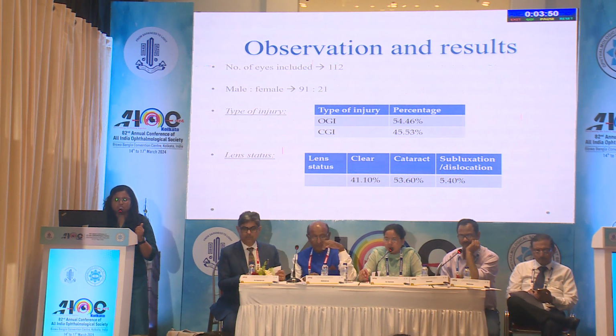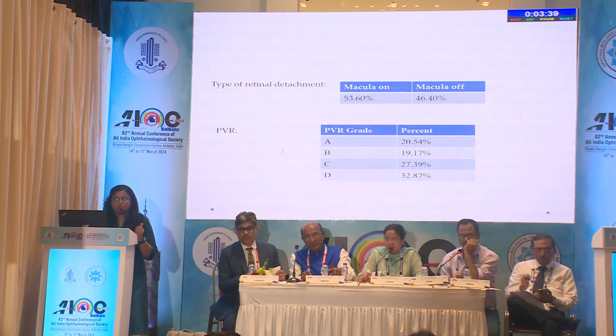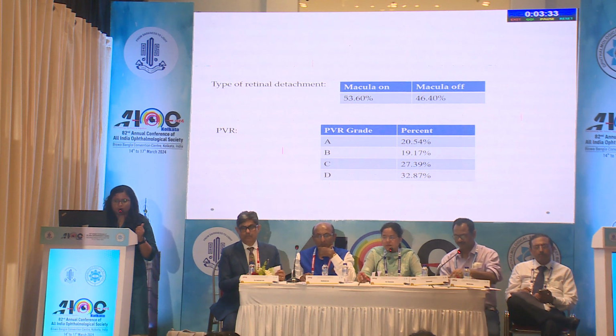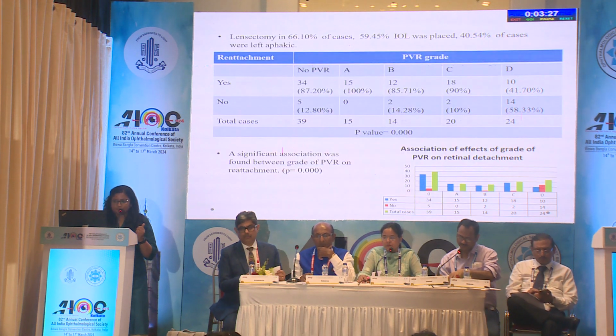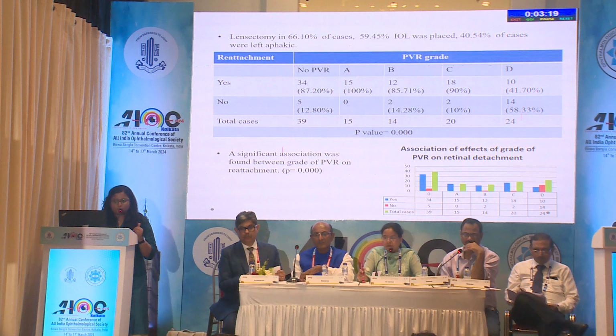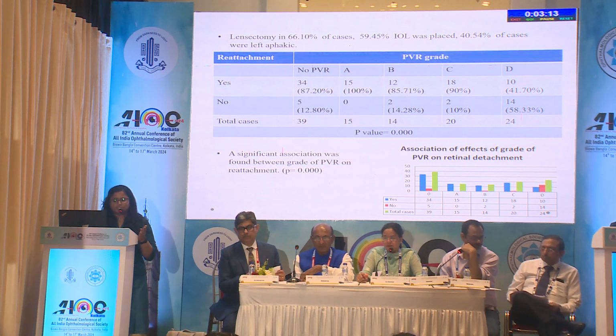At the time of presentation, clear lens was noted in 41.1% of cases, cataract was seen in 53.6% of cases, and subluxation or dislocation was seen in 5.4% of cases. Macula on RD was seen in 53.6% of cases, and macula off in 46.4% of cases. Grade C and D PVR was more common in all these cases. During the initial surgery, lensectomy was done in 66% of cases, out of which in 59.45% an IOL was placed in the first setting, and the remaining 40.54% were left aphakic. They were managed with aphakic glasses and contact lenses.